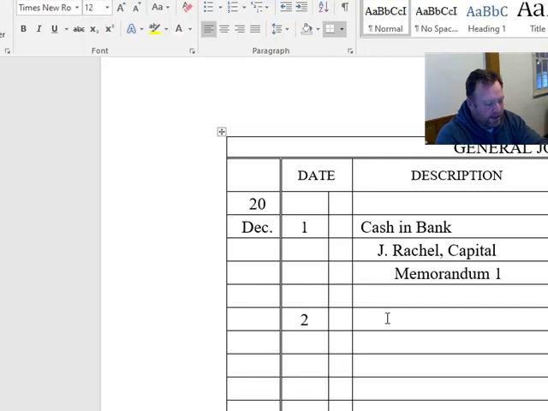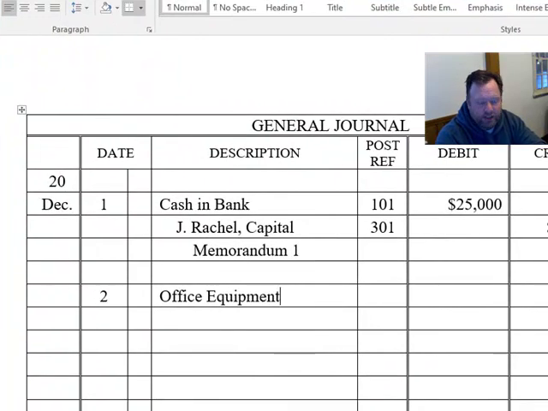So here we're going to list the debited account, and the debit account is office equipment. We are increasing our office equipment by adding this cash register to the business, and the cost of the cash register was $525. Our next transaction, indented, is the credited account. In this case, cash and bank is credited. It's decreasing because we are writing a check.